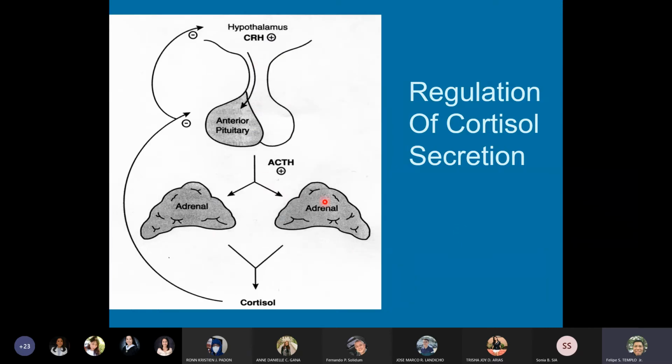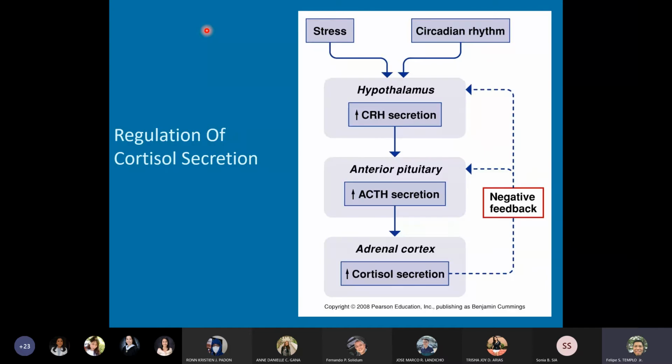Take note here that this is the negative feedback. If you have produced a lot of cortisol, the cortisol will send signals to your anterior pituitary, which in turn will signal your hypothalamus to stop the production of cortisol. It's important to have this negative feedback because cortisol, as I mentioned earlier, if excessive, can be dangerous or detrimental to your body. The main stimulus that controls the production is your stress and circadian rhythm, but I would say it is mainly the stress.